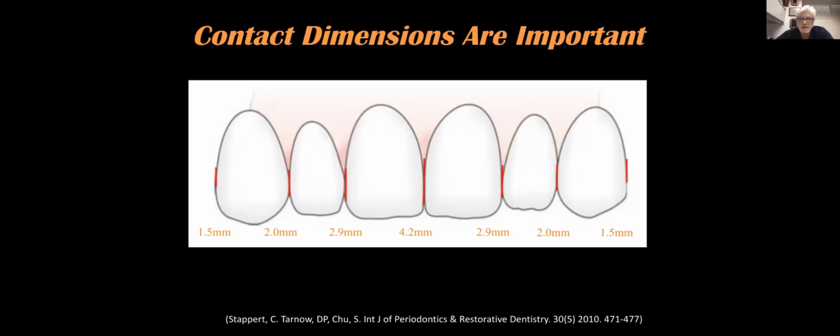The contact dimension between two central incisors is, on average, 4.2 millimeters. So let's go back to our patient. This patient presented to our practice with a broken tooth and had read about implants. She came to us, already had a flipper made, and wanted to consider a dental implant. But again, we have a differential diagnosis.